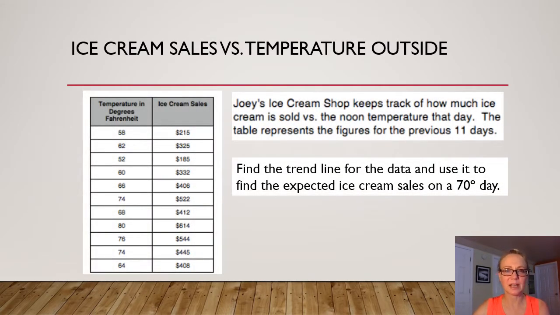But first we need some data to work with. Joey's Ice Cream Shop keeps track of how much ice cream is sold versus the noon temperature of the day. The table represents the figures for the first 11 days. So we want to create a scatter plot, find a trend line for the data, and then use that trend line to find the expected ice cream sales on a 70-degree day. Notice in Joey's study, none of the days had a 70-degree temperature. You can see that by looking at the first column.